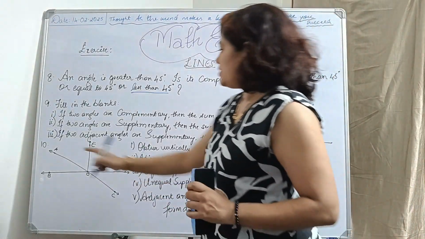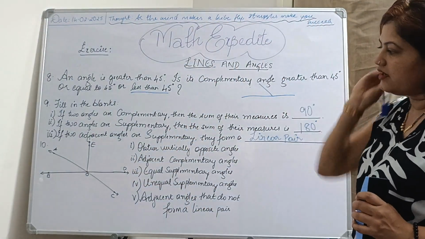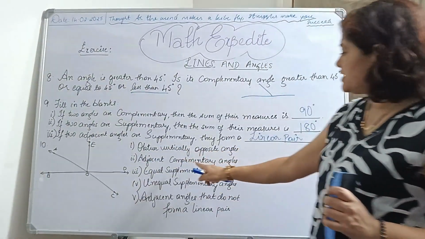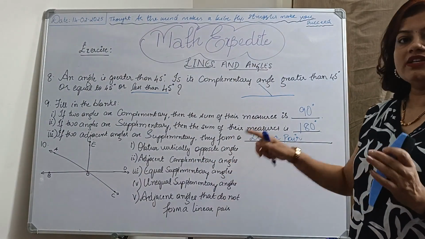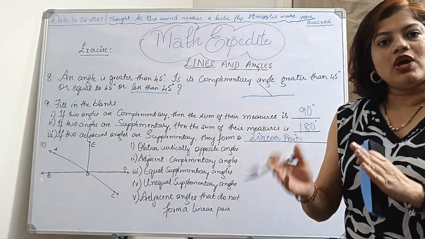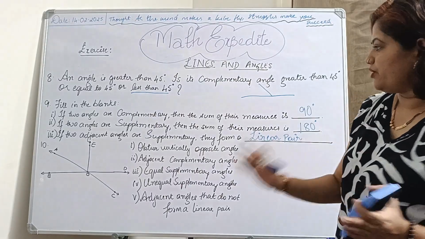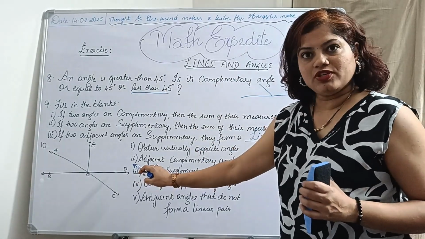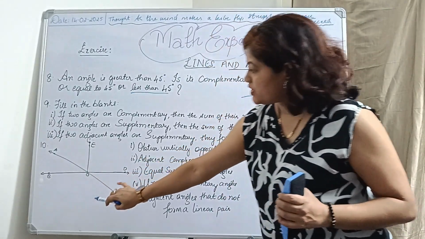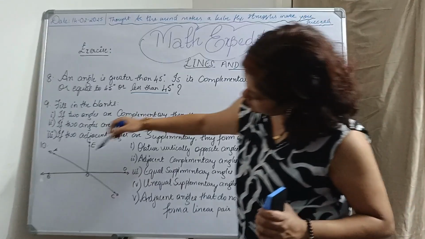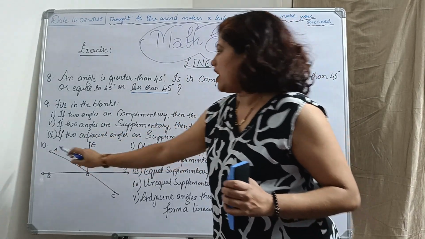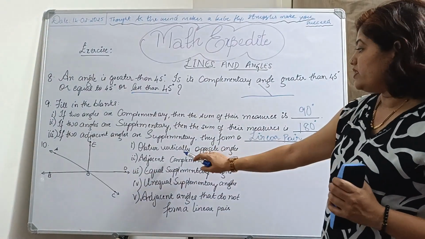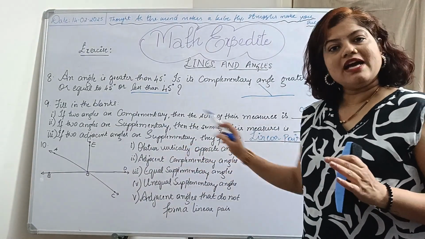Next, 10th one. Here they have given a picture. Here they are asking us to write down obtuse vertically opposite angles. What is it? Obtuse angles which are vertically opposite. So here let us see. AOD is obtuse. What is the vertically opposite to it? It is BOC. So angle AOD and angle BOC are vertically opposite obtuse angles.